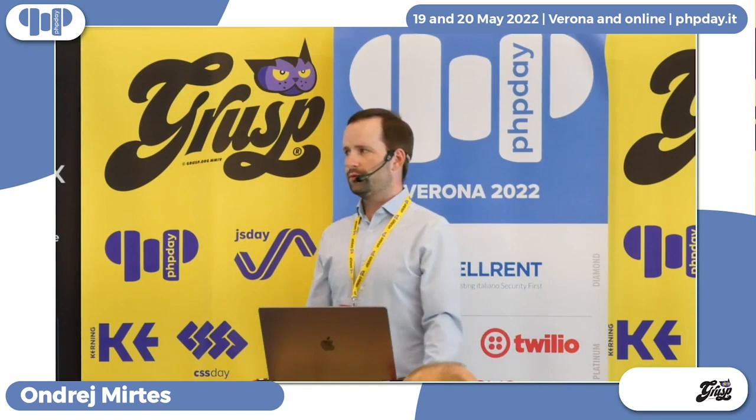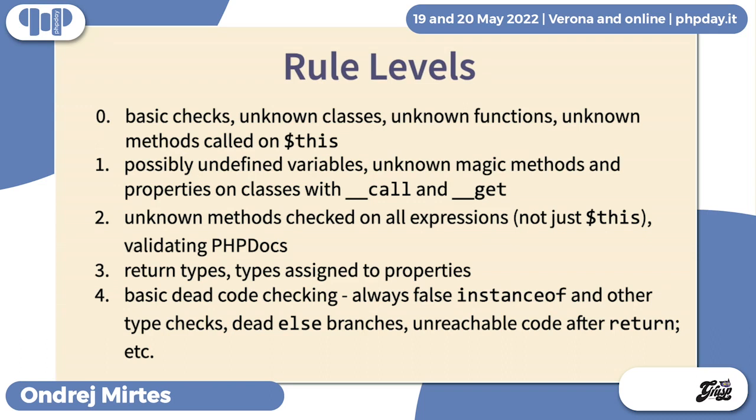There's an overview of rule levels. You don't have to memorize it. You don't have to care about this. The distinctions don't matter. What matters is that it's gradual and you're supposed to go one by one. But what's happening on each level doesn't really matter. The point is to have gradual steps into a more type safe experience.